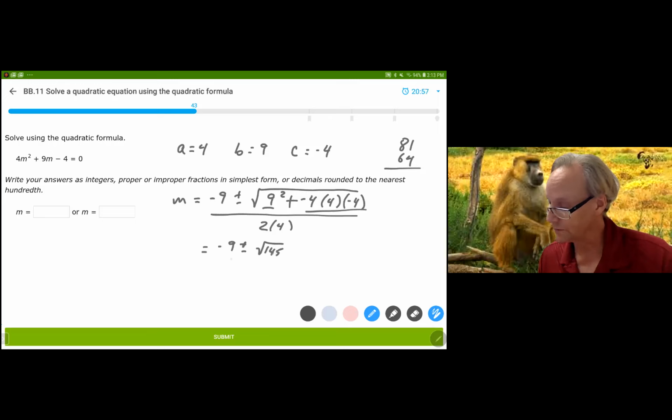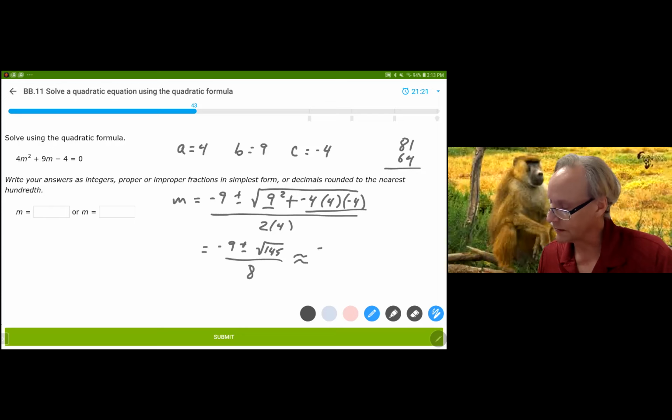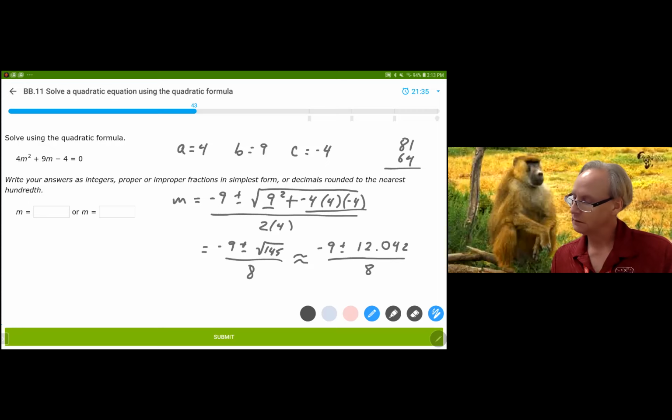which is really close to 12, isn't it? Over 8. Yeah, that's 145, all right. So it's going to be like 12.05 or something. So let's see how close we got to 12. The square root of 145 is 12.04, pretty close. Approximately -9 plus or minus 12.042 all over 8.